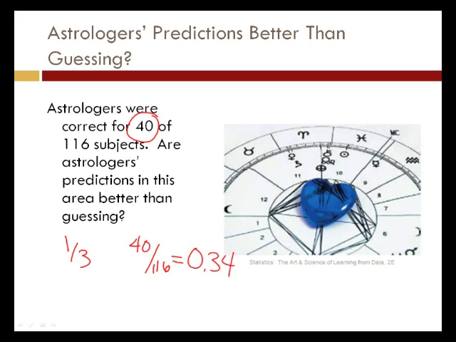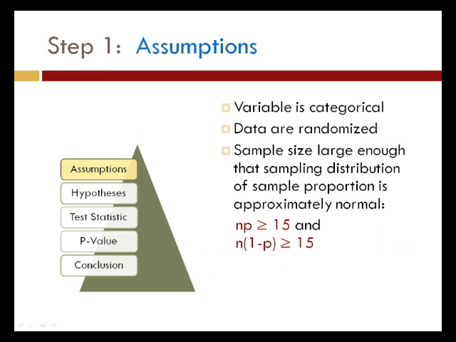It's statistically significant. So that's what we're going to do here, we're going to go through and see, can we statistically say that they are better than guessing? So our step 1 is our assumptions. Are our assumptions met? These are the 3 assumptions that are specifically for proportions.